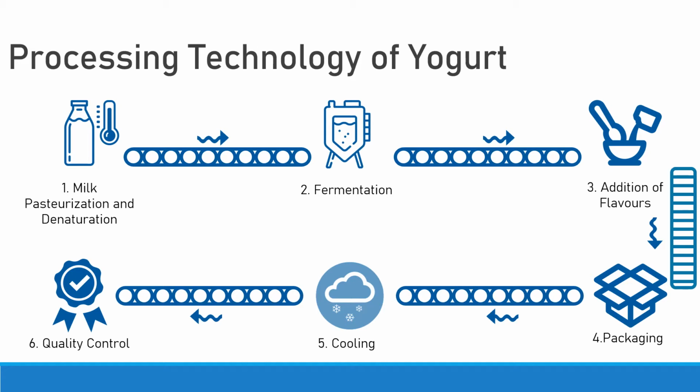And the next step is cooling. After packaging, the yogurt is cooled to prolong the shelf life and slow the metabolism of cultures. The cooling temperature is 4 centigrade. Then the final one is quality control. Finished yogurt is quality checked to make sure the yogurts are made to the standard.